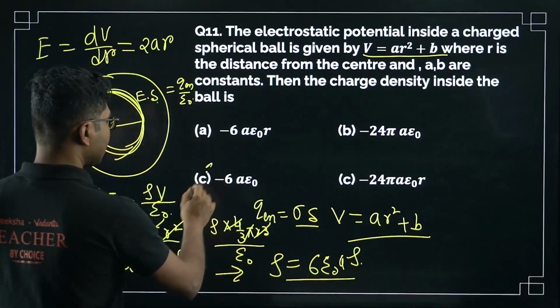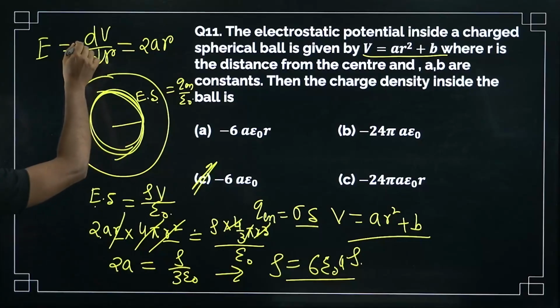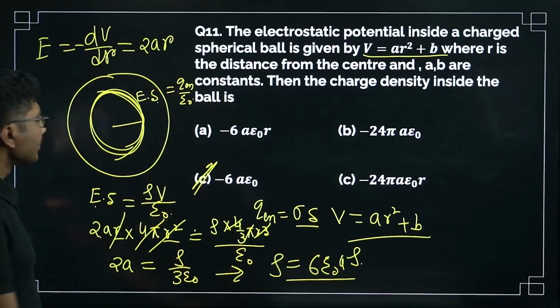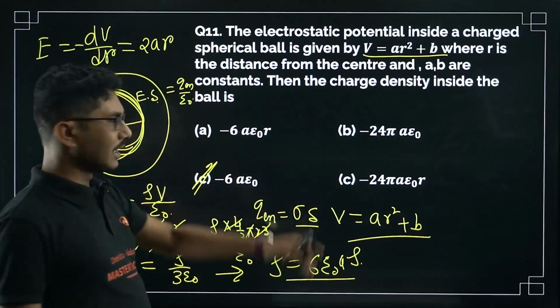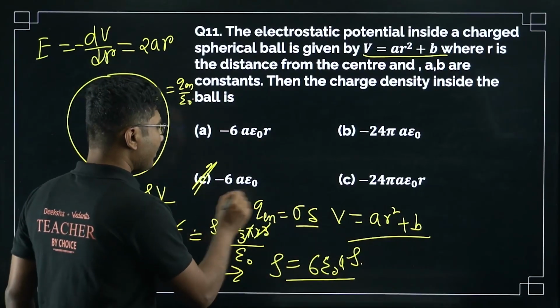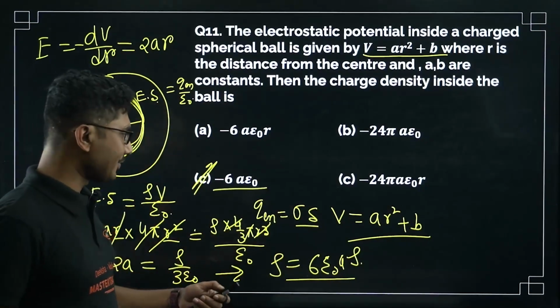So the correct answer is this. There is a negative sign, as I said, the negative sign we ignored. That is why there is a negative sign, and the negative sign is common across all the terms. So we are not interested, but magnitude wise it will be 6A epsilon naught.